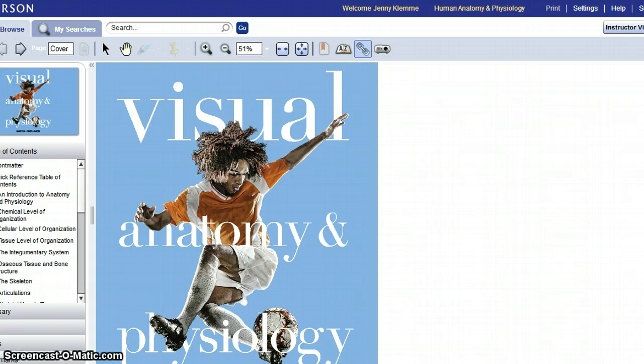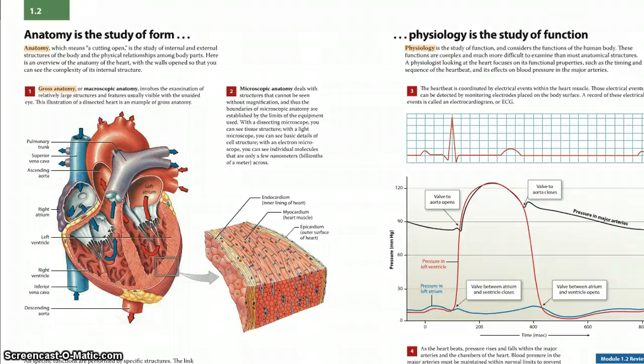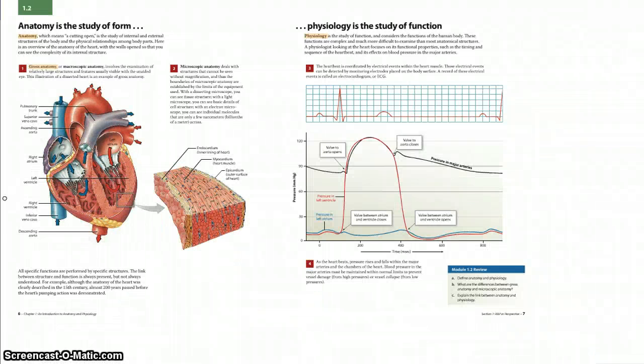So as you can see here, I've got my e-text. I'm just going to make it full screen, and we're going to go to the first section, which is on page 6. Make it a little bit bigger, a little bit too big there. And I'm going to get my pen.